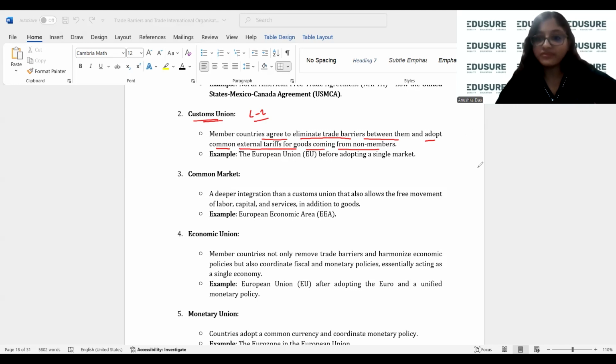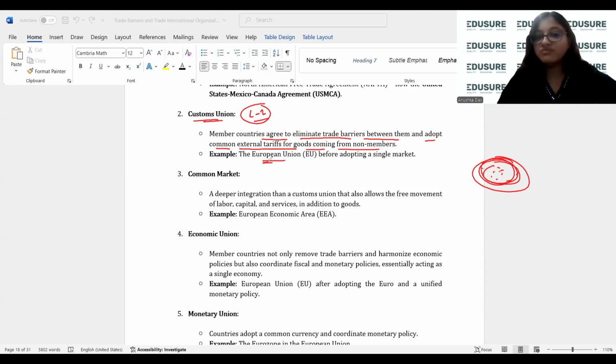So suppose some countries form a customs union, then they will mutually decide what the tariff rate on the imported goods will be, what tariff rate we will impose as all the nations together. You cannot set different tariffs for different nations. All the member countries will agree on a particular rate of tariff they will charge on the imported goods coming from the non-member countries. So this is level 2, a deeper level of integration, the customs union.